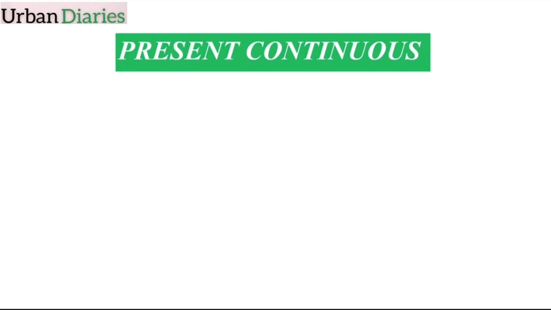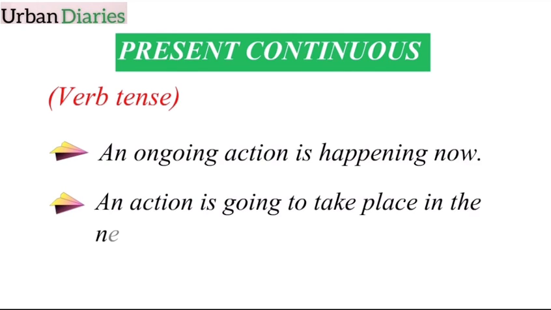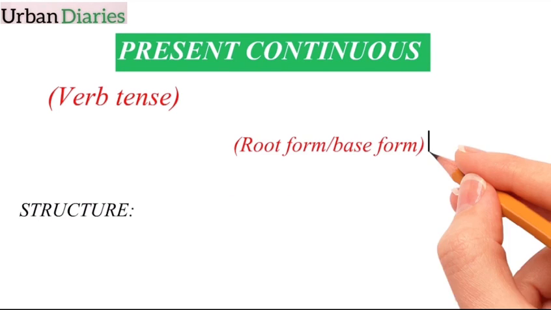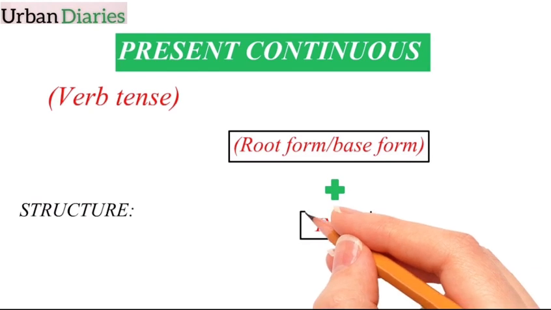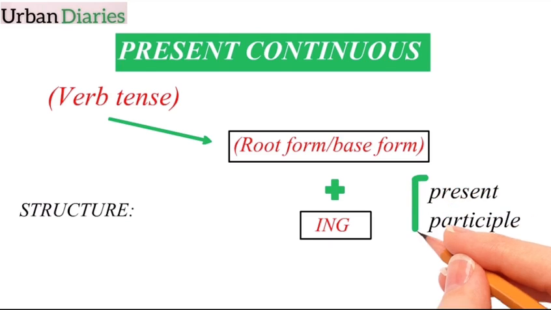Present continuous tense is a verb tense which is used to show that an ongoing action is happening now. Also, it can be used to show that an action is going to take place in the near future. The structure of a present continuous tense is quite easy. To form a present continuous tense, we add ing to the root form of the verb. We also call it present participle.